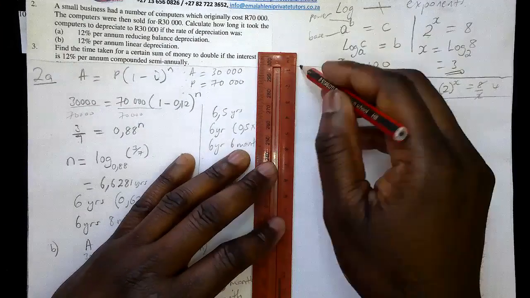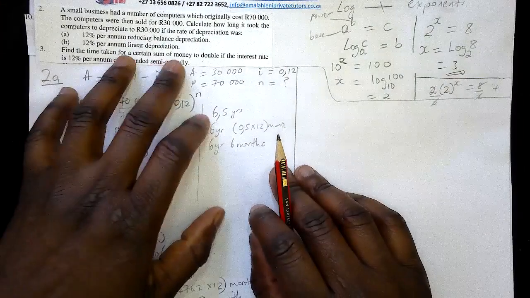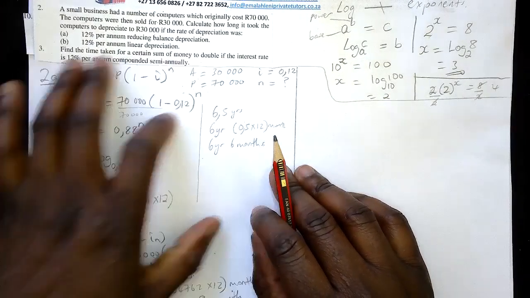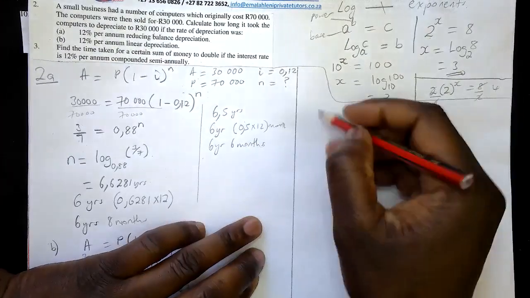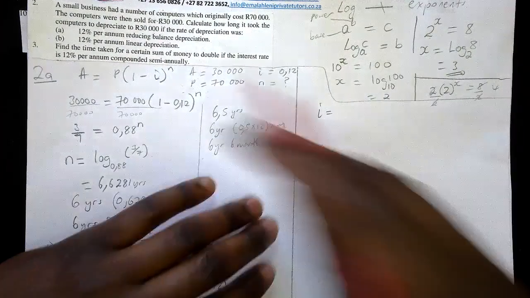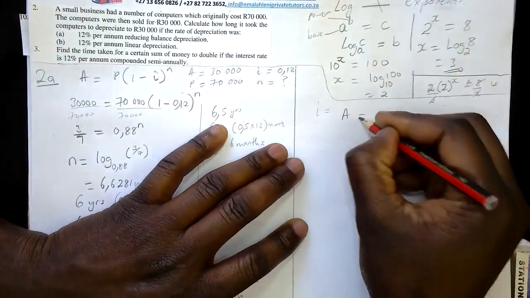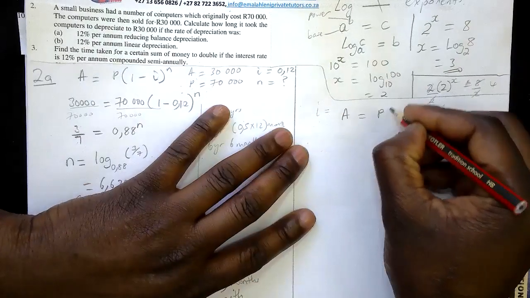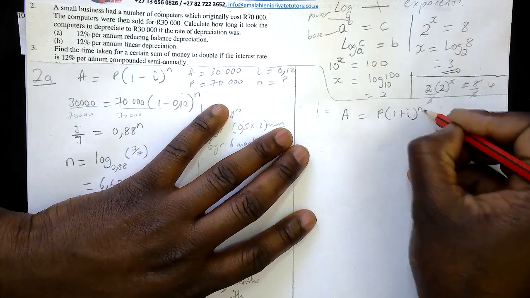Okay. Now we are told to find the time taken for a certain sum of money to double if the interest rate is 12% per annum compounded. So what information are you given? Let's use the formula that we're going to use here. A is equal to, for it to double, it means that we are using compound interest: 1 plus I to the power of n. That's what we have there.